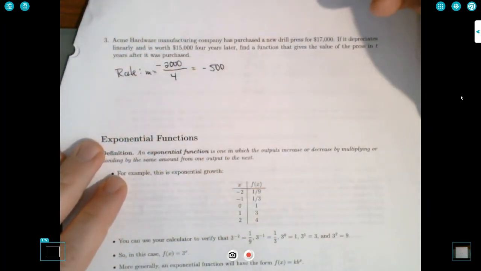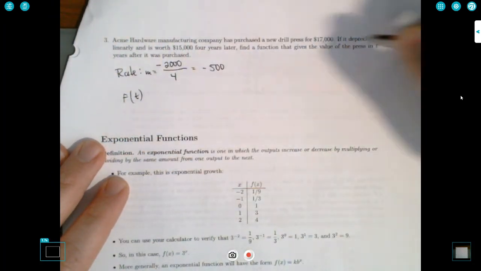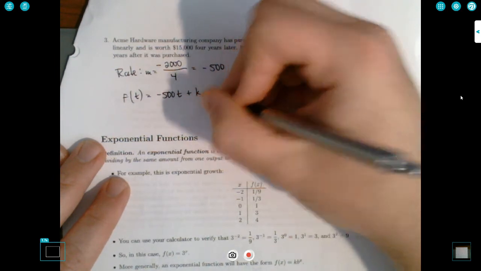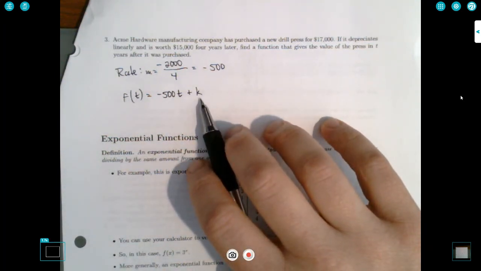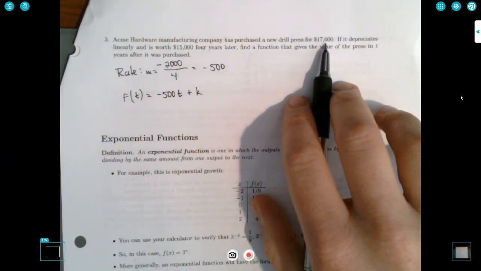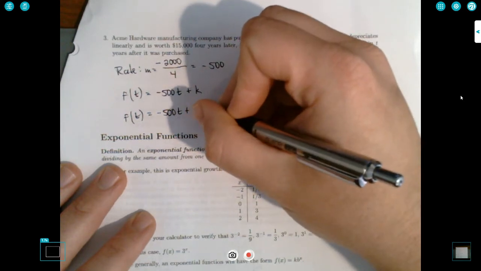So if we call the function f, we would say f of t, I'm going to say t for time, t years. So f of t is going to be negative 500 times the number of years plus some starting value, whatever the starting value is. Well, the starting value in this case is really easy to figure out because we know that when the drill press is brand new, it costs $17,000. So I'm not even going to bother to do a whole lot of work there. I can say f of t is negative 500 t plus 17,000.